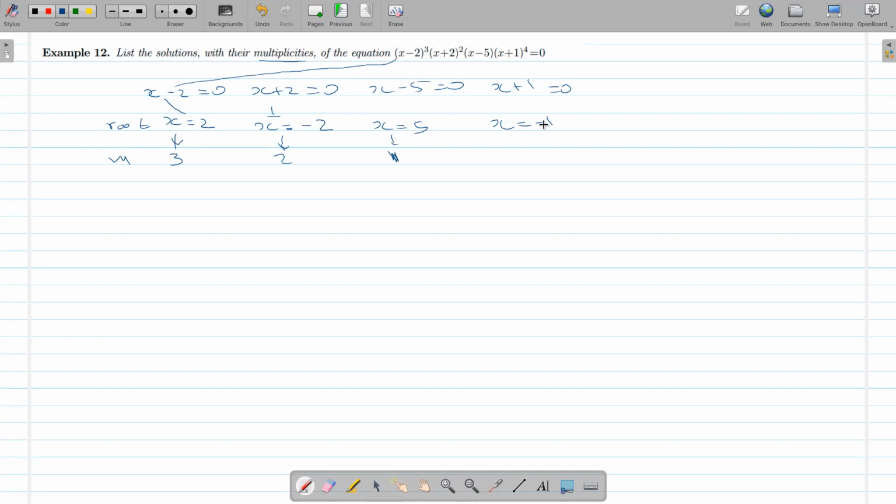Okay. x equals minus 1 is given by x plus 1. It is repeated 4 times. So its multiplicity is 4.